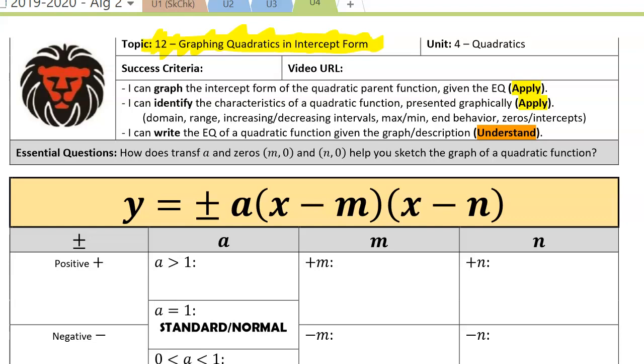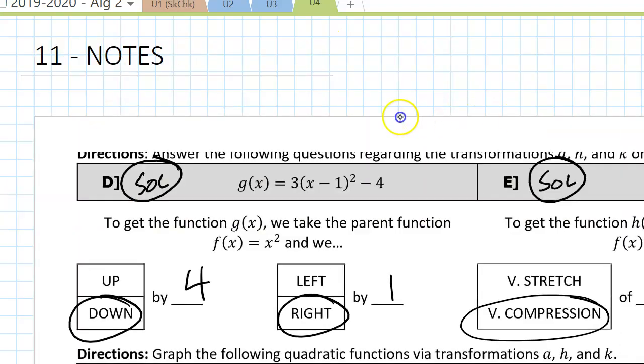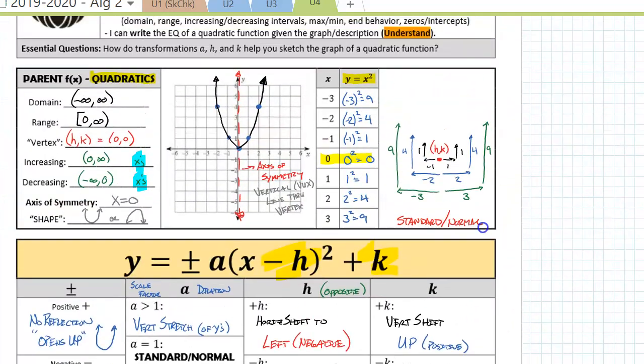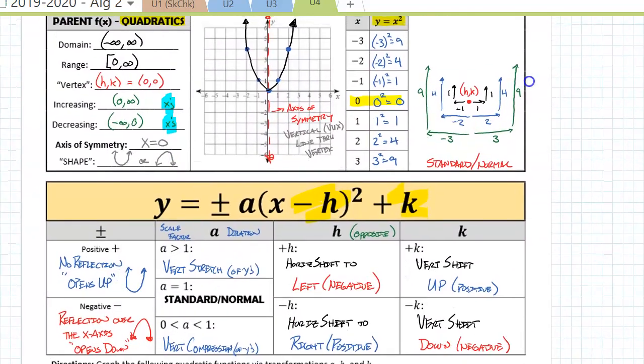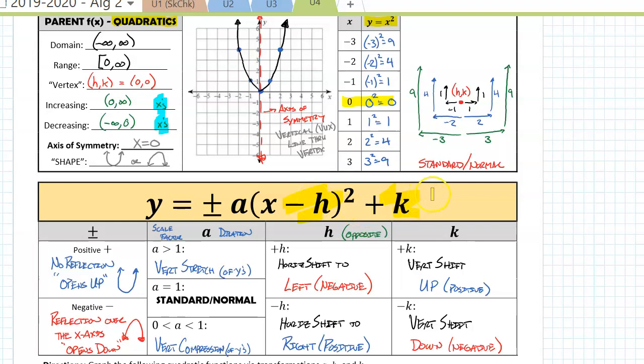So, previously, we've only graphed quadratics in vertex form. Vertex form meaning that we see the h, k, the vertex of our quadratic. That tells us how far left and right, up and down we have to move the center of our graph, the vertex. The a value means stretch, compression, or normal. Plus or minus means reflection or no reflection.